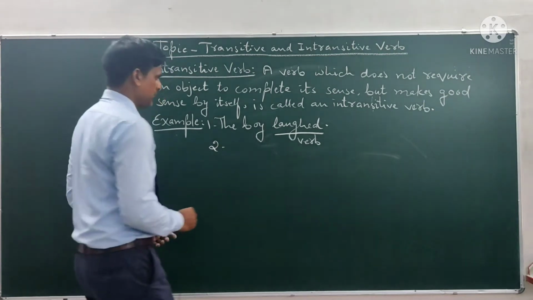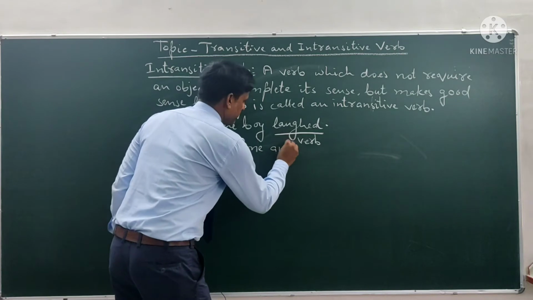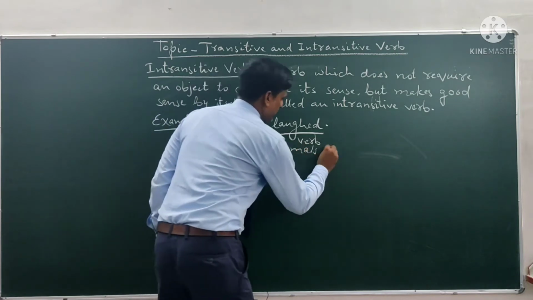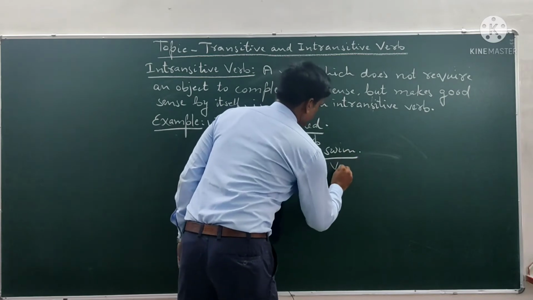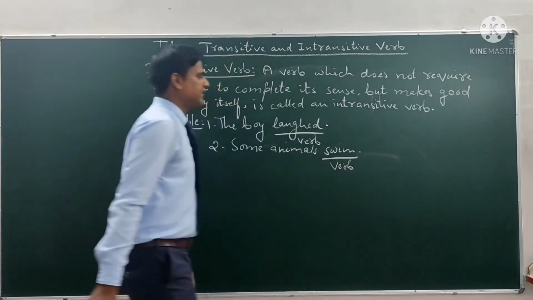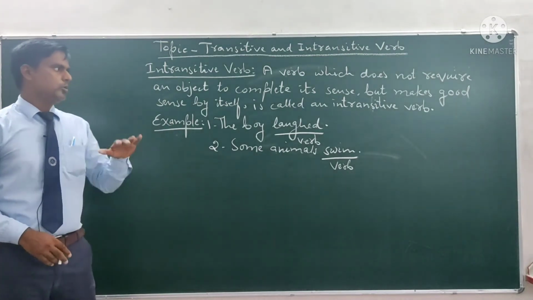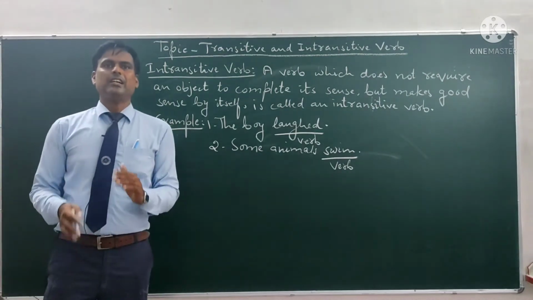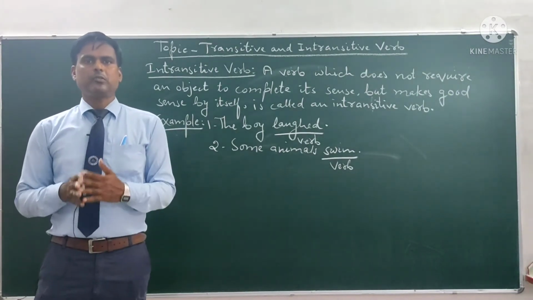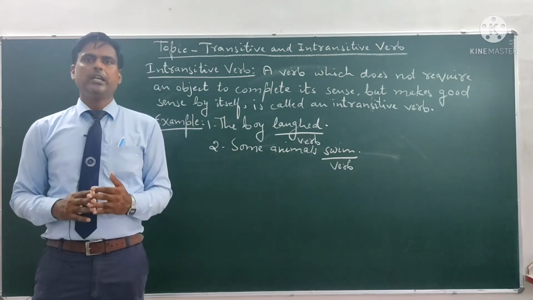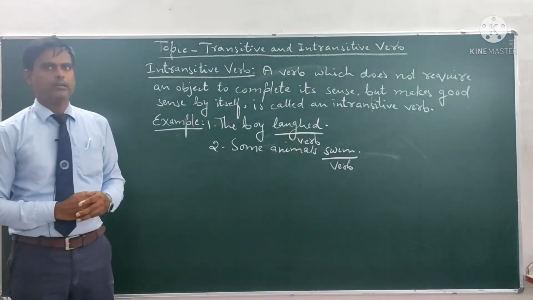Now see one more example. Some animals swim. Swim is the verb and it does not require an object. So, the verb which does not require an object to complete its sense but makes good sense by itself is called an intransitive verb. Okay? Understand?